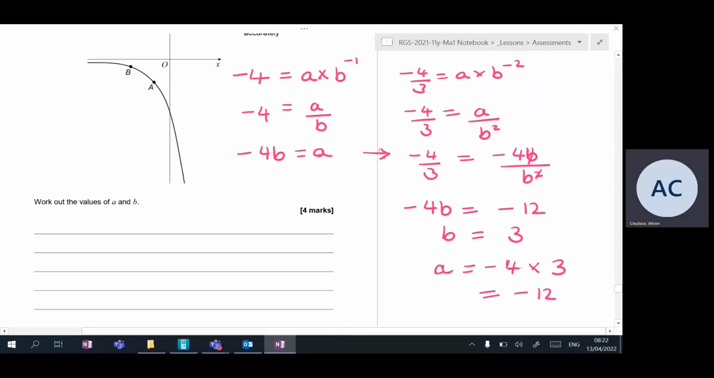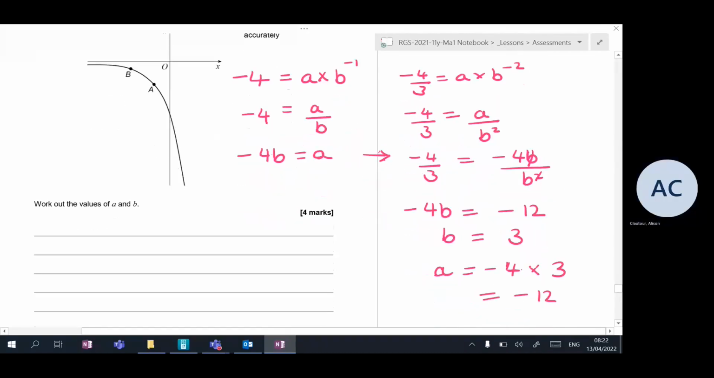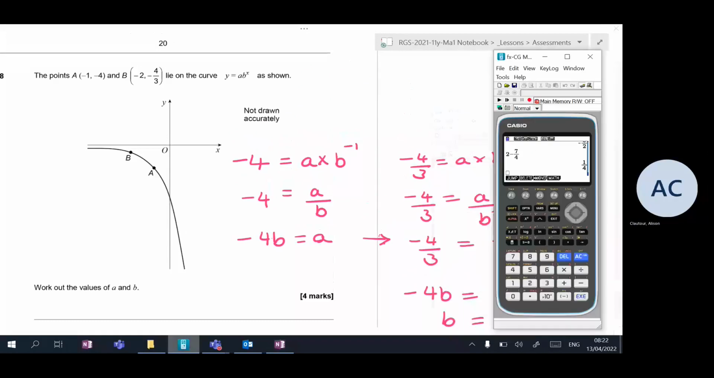Now on your calculator, let's have a look.